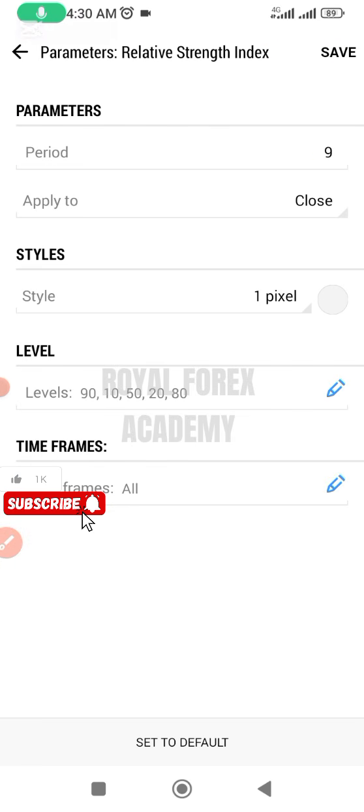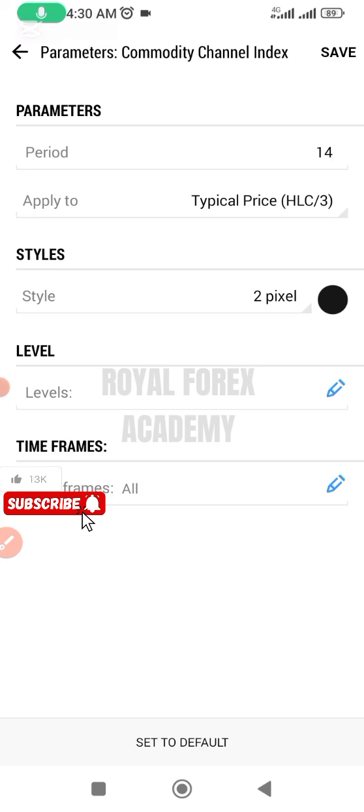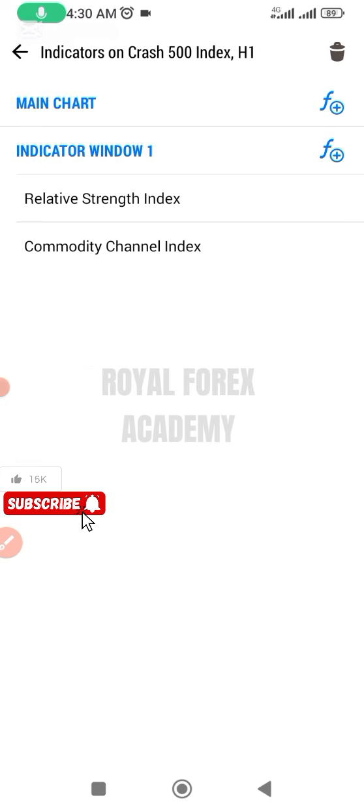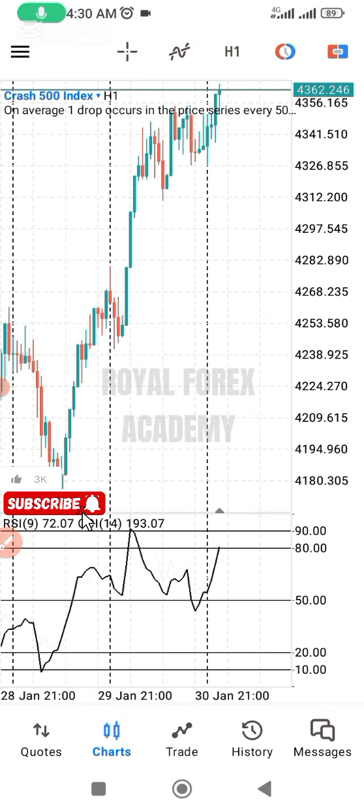Looking at my setup, you can see that this is a relative strength index. The period is 9. You apply to close, and the style is 1 pixel here at the level, and then the commodity channel index, as you are seeing exactly on my screen. So after your setup, you will have something like this.